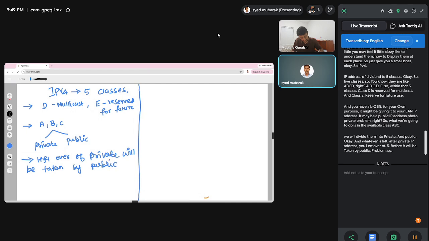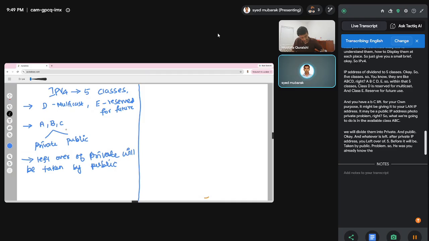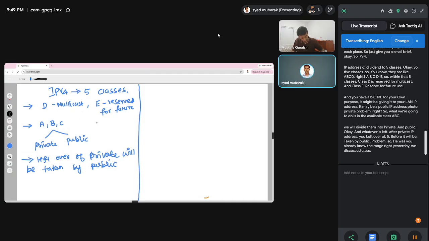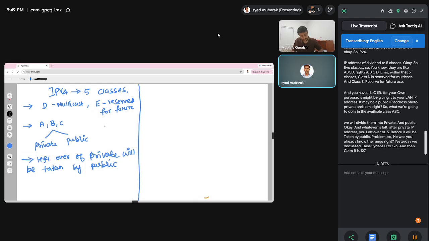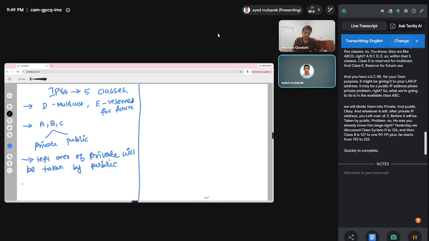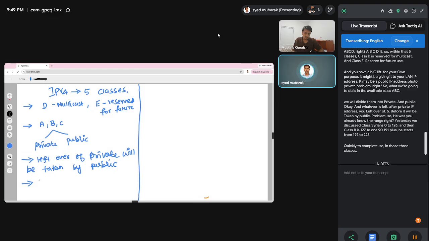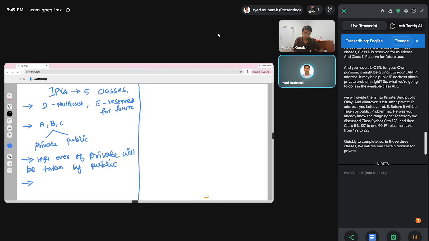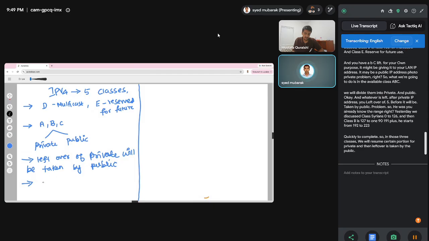So you already know the range, right? Yesterday we discussed class A range 0 to 126, and then class B is 127 to 191. Class C starts from 192 to 223. Right? So in those three classes, we will reserve a certain portion for private, and then the leftover is taken by the public. So in class A we reserve 10.